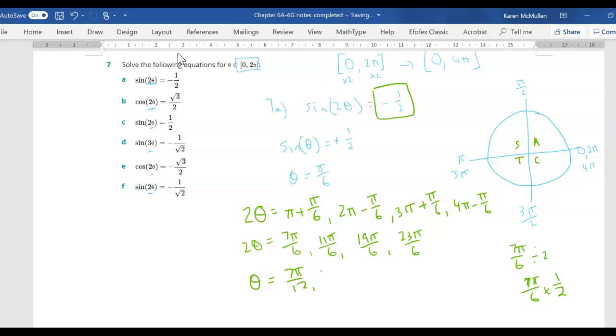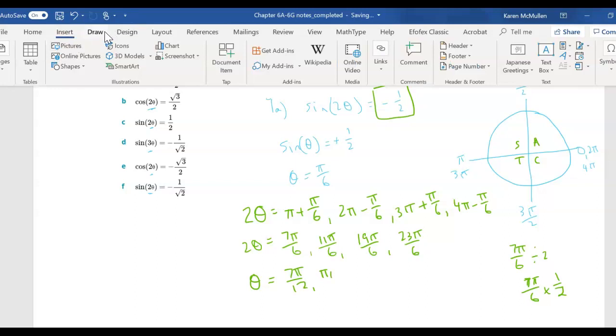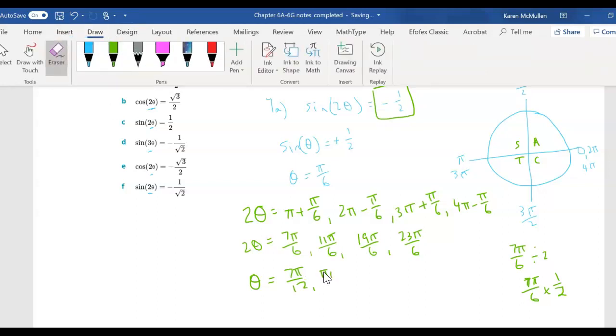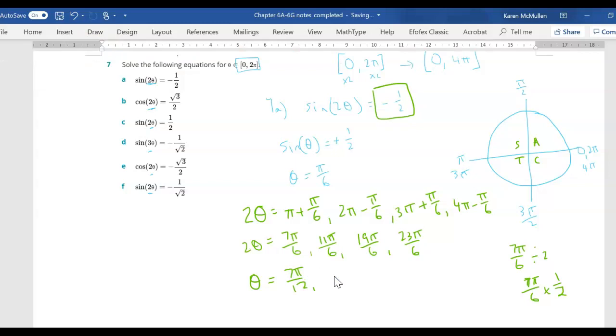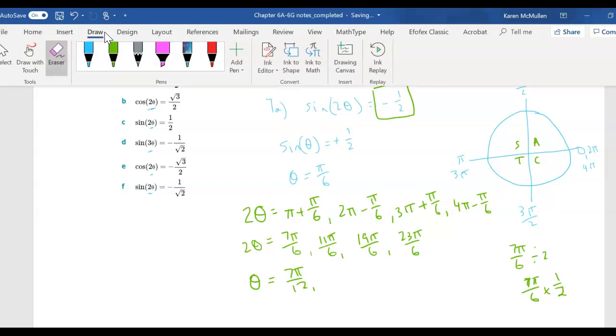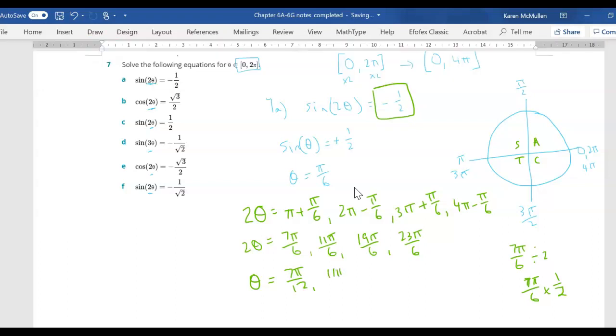Now, the reason I knew I made a mistake is because your answer should fit into the original domain. So remember our domain was 0 to 2 pi. And I was like, oh, but my solutions aren't within that. And that's why I realized I forgot that 2 in front of the theta. So just be careful not to forget that. So everything now is over 12. So 23 pi over 12. And now you can see you do fit into this domain.